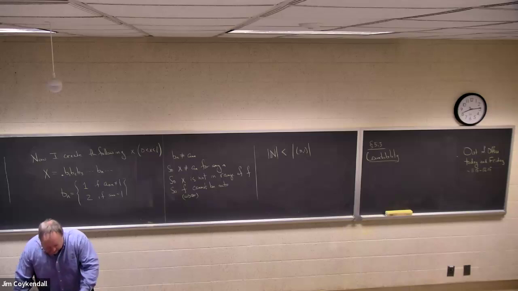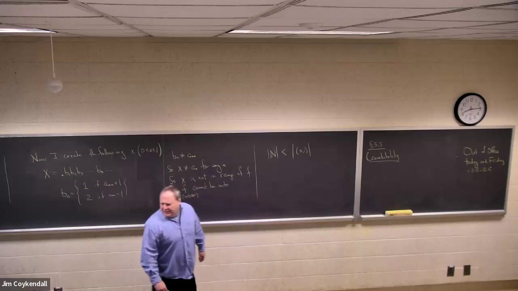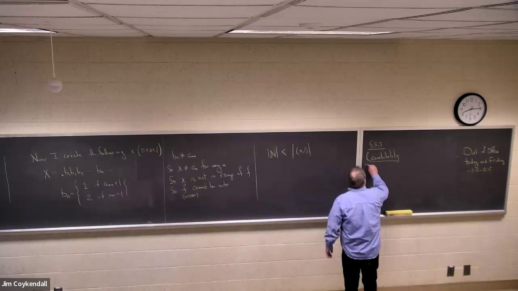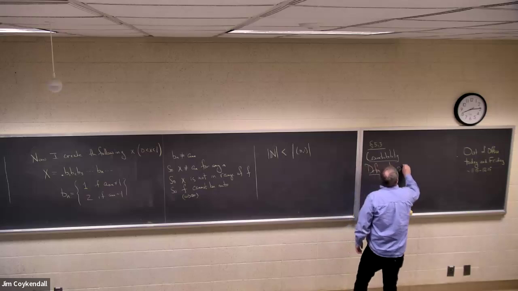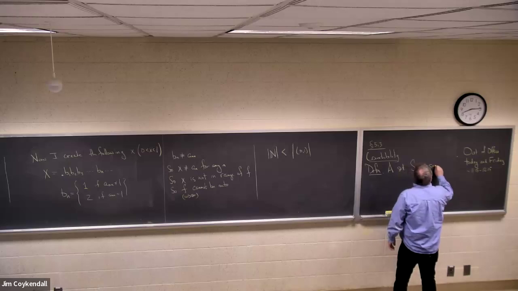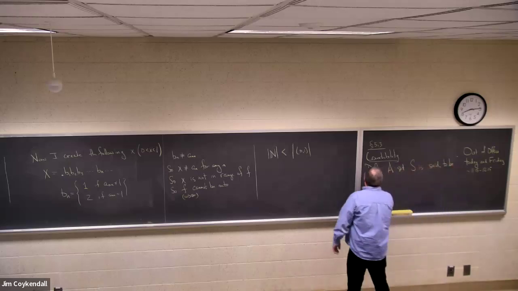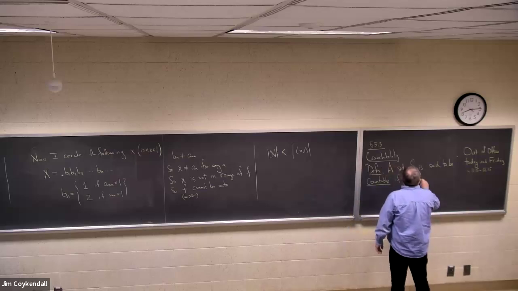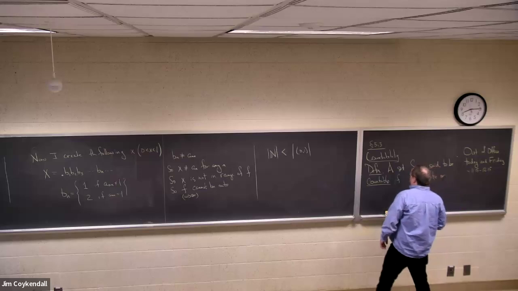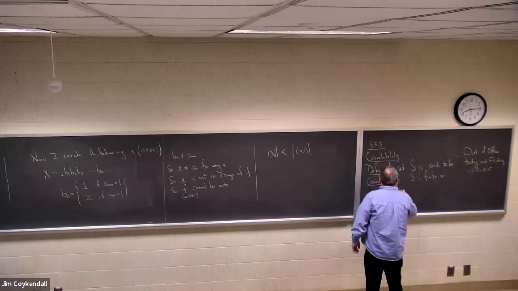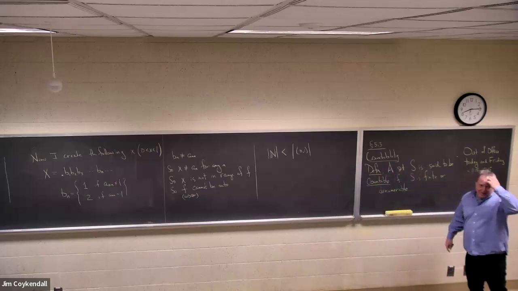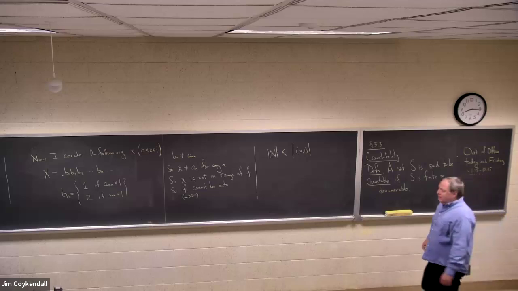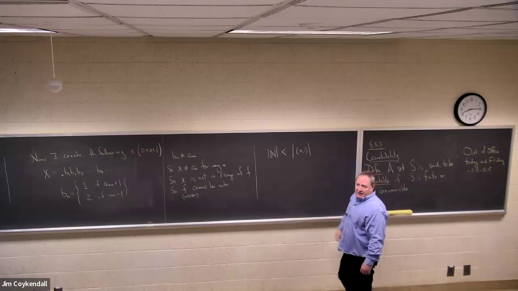What does it mean? The countable definition. A set S is said to be countable if S is finite or denumerable. I guess we want to call it countable because you can count them. And what it means to be denumerable is you can put it in 1-to-1 correspondence with the natural numbers.